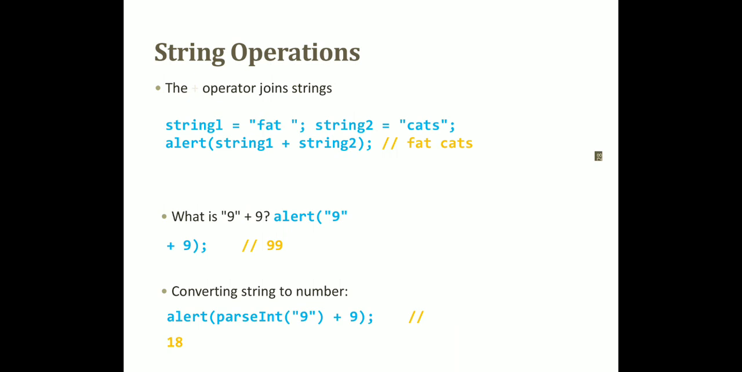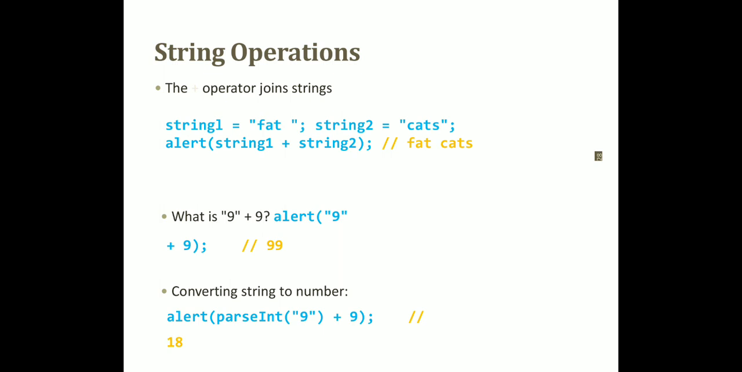Then string operations. The plus operator joins strings. For joining two strings we will use string 1 plus string 2. Here in the example we can see we have used string 1 as fat and string 2 as cat. So alert of string 1 plus string 2 will produce the output fat cat.